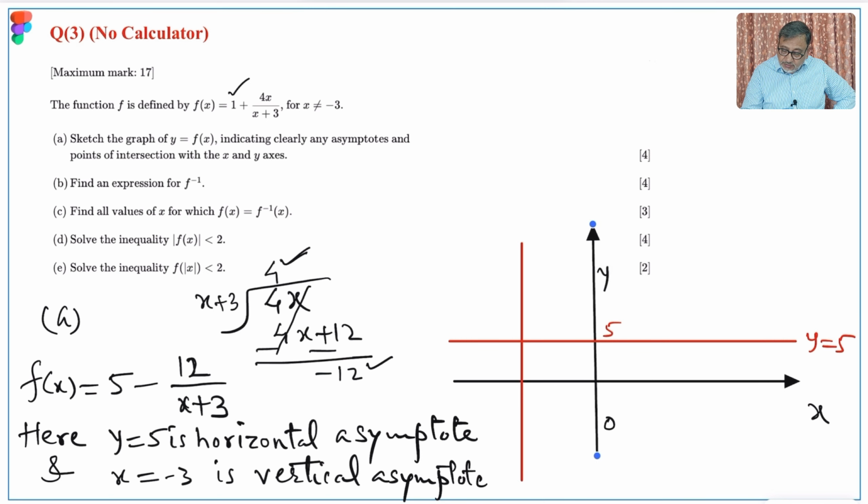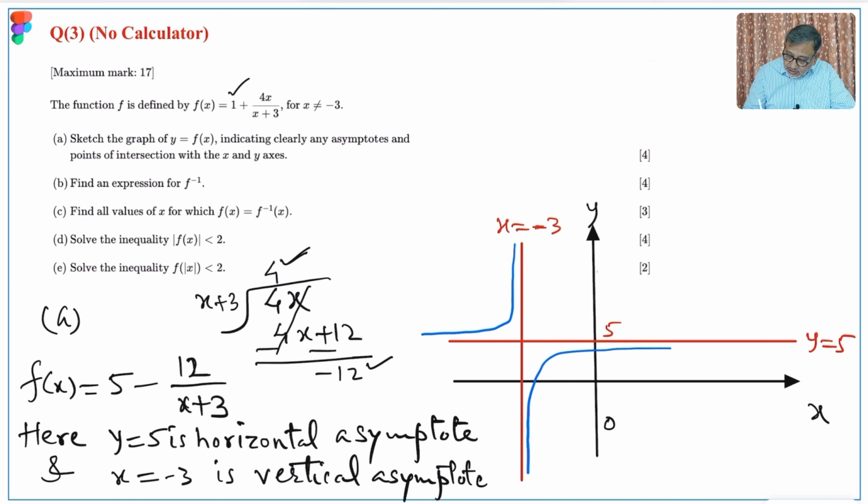Let me pull it up further, and then this is x is equal to minus 3, the vertical asymptote. Now because the x is negative, look here, negative of x, your graph will be in the second and the fourth quadrant, in that sense. So when I draw the graph, it will be something like this here and something like this here. It should be between the two asymptotes, right?